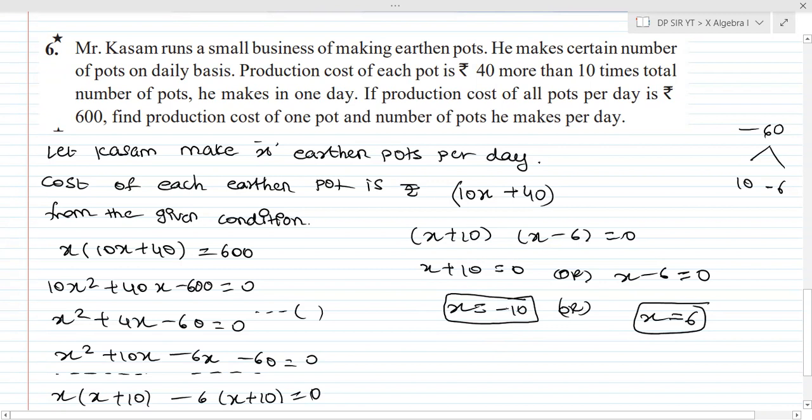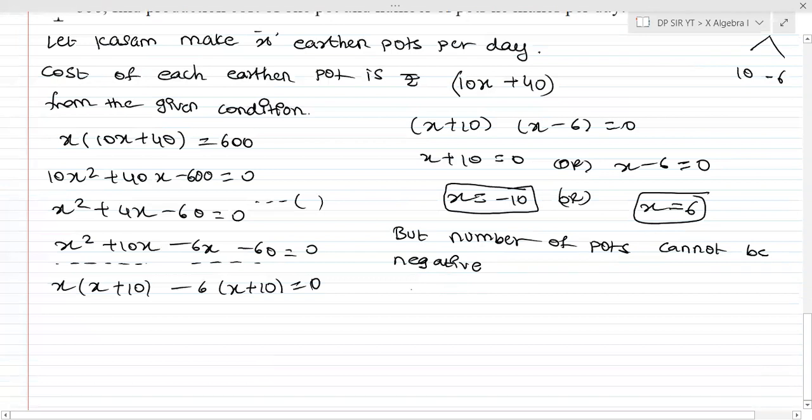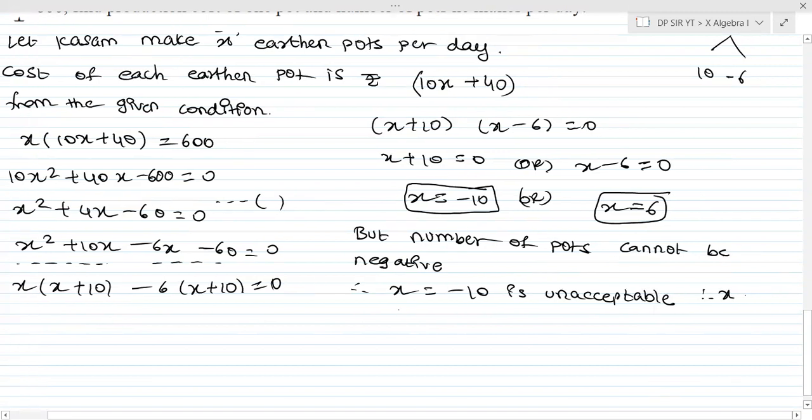Okay? But number of pots cannot be negative. This is a very logical thing. Number of pots cannot be negative. Now what to do? It means that x is equal to minus 10 is unacceptable. Therefore, x is equal to minus 10 is unacceptable. Therefore, x is equal to 6.